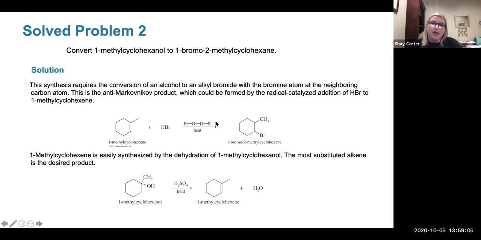We write peroxide ROOR, okay, because this OO is the peroxide, okay? And so this gives us an anti-Markovnikov product, which would add the Br in the anti-Markovnikov spot right there, okay? The hydrogen doesn't go with its friend here, okay? The hydrogen goes on the other side, with the carbons here, okay?